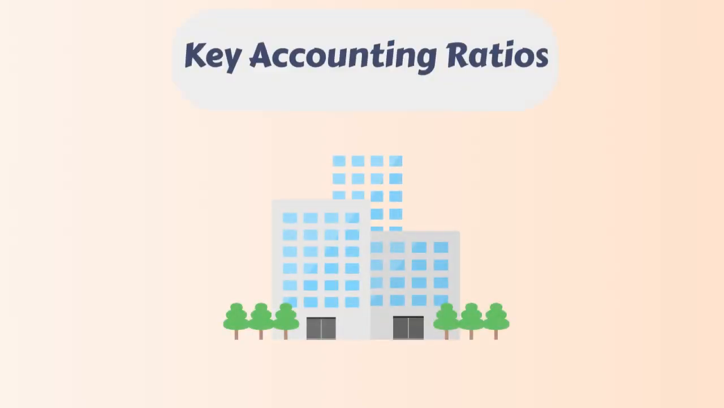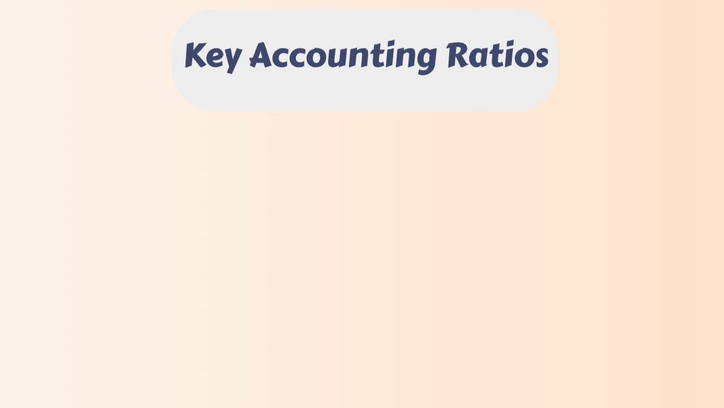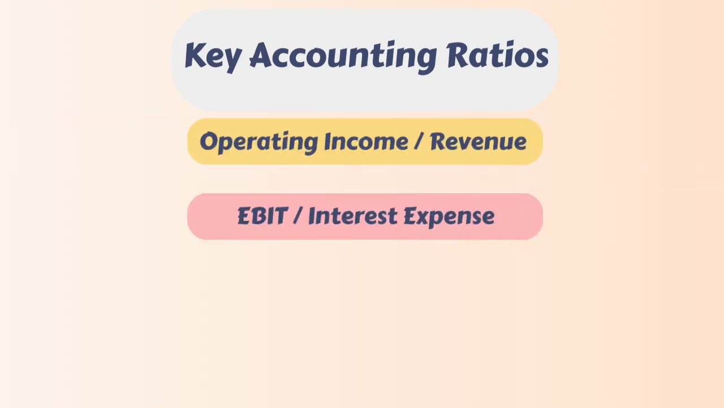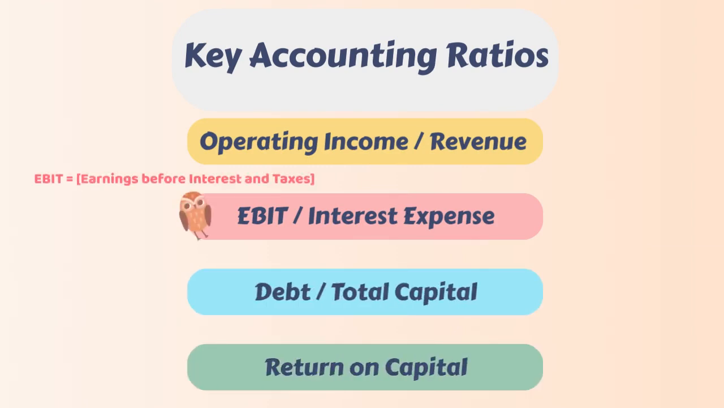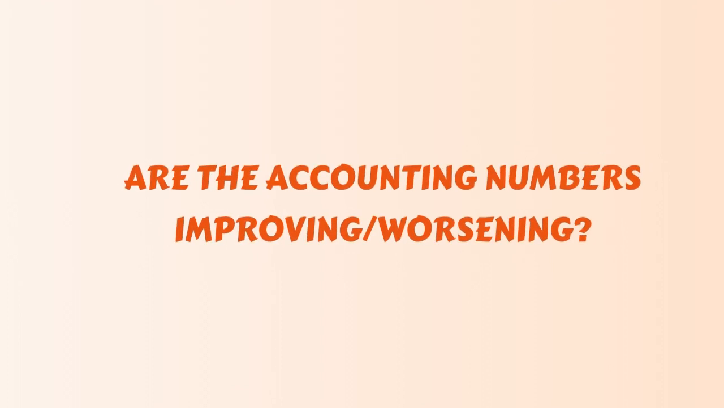Okay. Here's the thing. You look at the firm's key accounting ratios, and if you see a worsening trend, then the chance of a default increases. For example, operating income divided by revenue, EBIT divided by interest expense, debt divided by total capital, and return on capital. While different industries will have what is normal and what is a bad situation, it is the trend that is important. So, what I need to observe is whether the accounting numbers are improving or worsening, right?